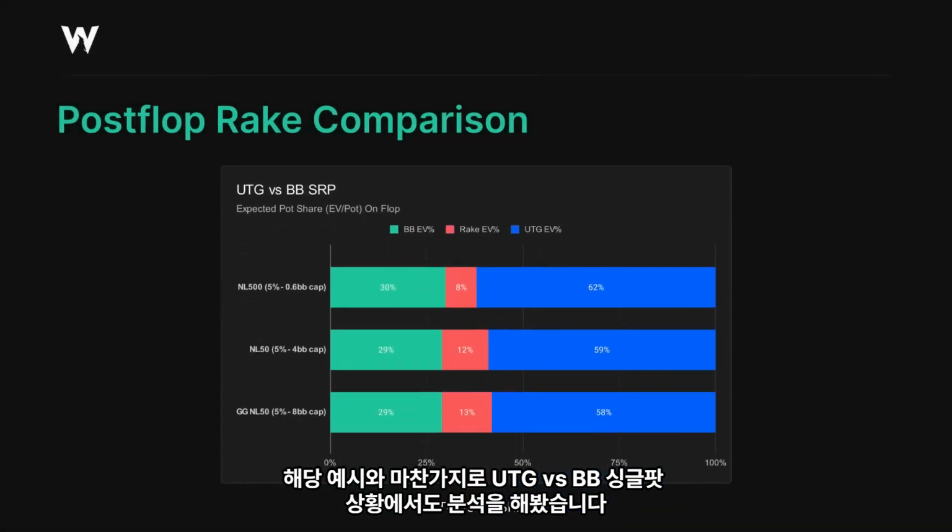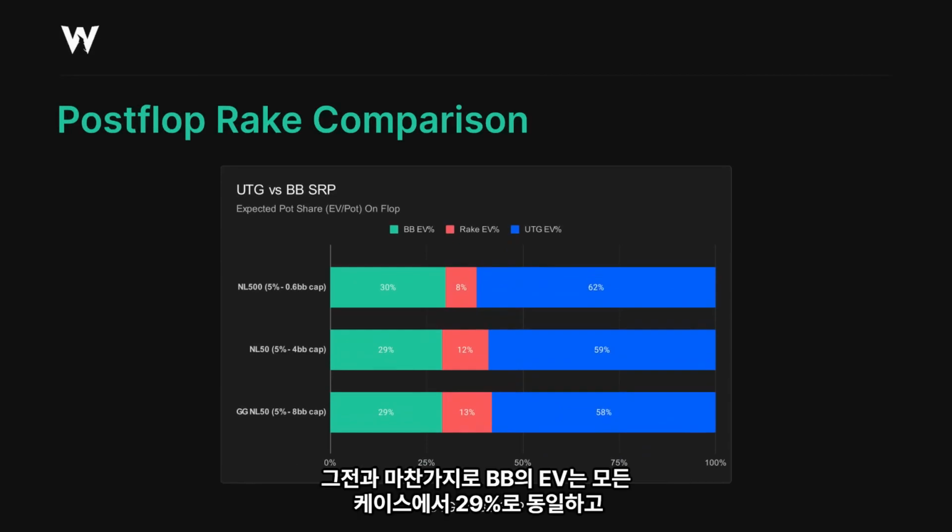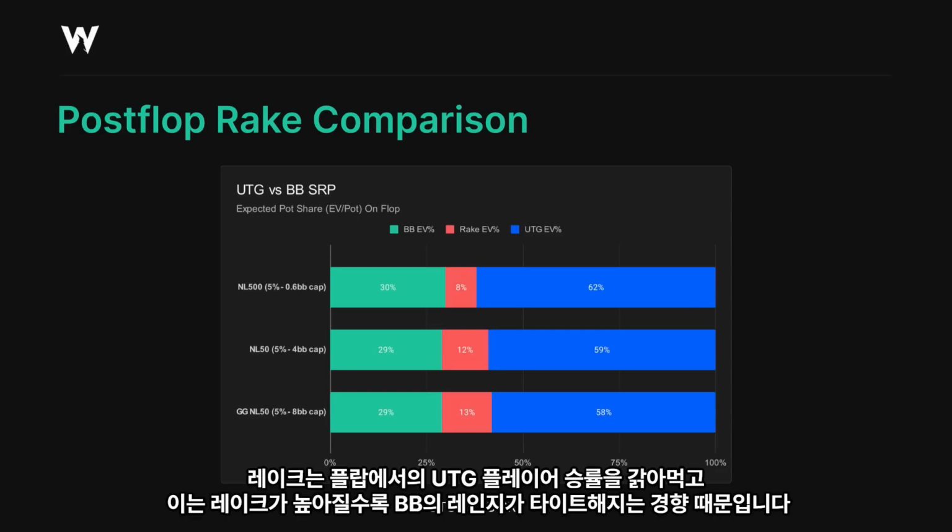I did a similar analysis for under the gun versus big blind single raise pot, and we see all the same things. The big blind's EV is stable across all three, so in all cases, they're getting about 29% of the pot. The rake tends to eat into the under the gun player's EV post-flop, and this is a function of big blind's range getting tighter as you increase the rake.